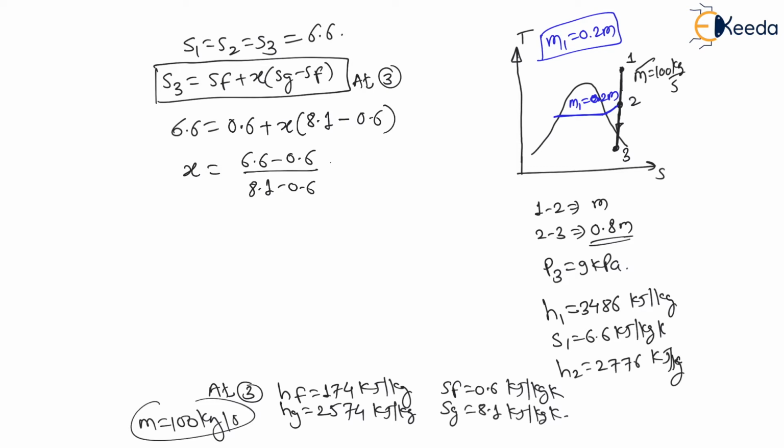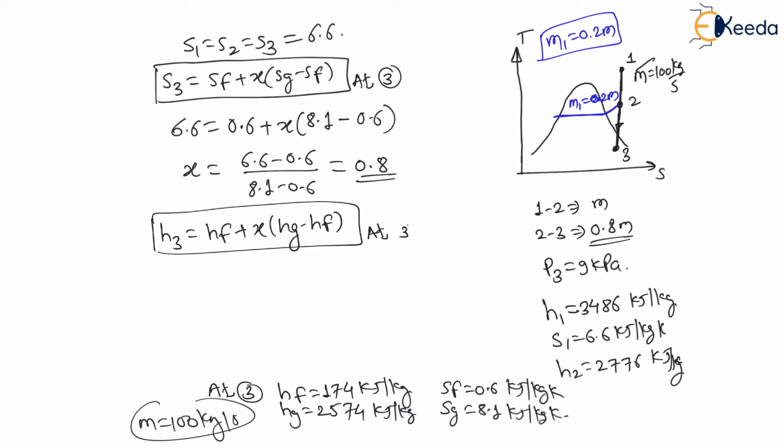And if I find this dryness fraction, it is also called quality, right? This dryness fraction is also called quality. Then I will find this will be equal to 0.8, right? Now once you calculate this quality, let us find enthalpy at turbine exit, that is H3. Now my dear students, this H3 is equal to Hf plus x into Hg minus Hf, but it is at condition 3. At 3 means at 9 kilopascal, and all values are given. Hf is given, Hg is given, x is calculated now. Hence let us put values.